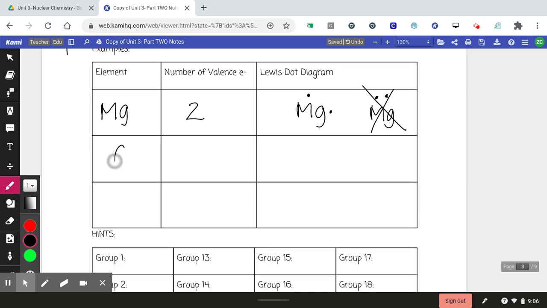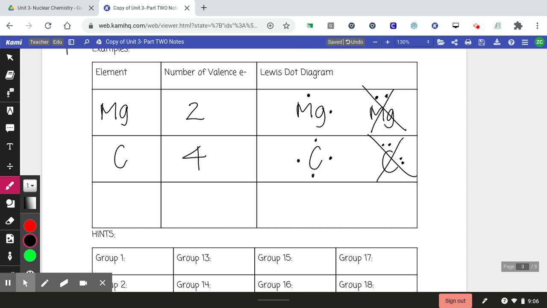Let's look at carbon. Carbon's in group 14 and has 4 valence electrons. So we're going to draw a carbon symbol. We're going to start with 1, and then 2, 3, 4. So that's going to be the correct one. We are not going to draw it like this, because again, that shows me that there are 2 pairs, and it doesn't clearly show where my unpaired electrons are.